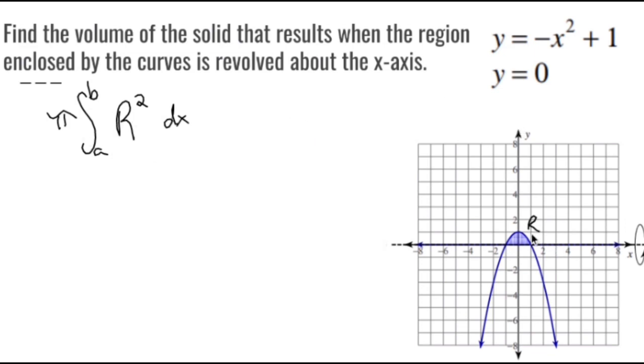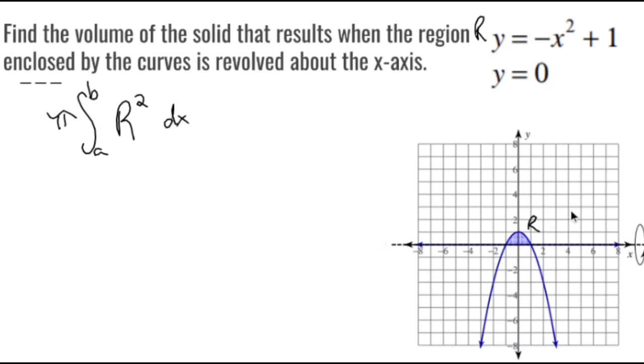Now, we have our r. That's our r. And if you're like, what about y equals 0? Y equals 0 is just a fancy term for the x-axis. Don't worry about it at all. Now, what we don't have yet is our limits of integration. We don't have a and b.